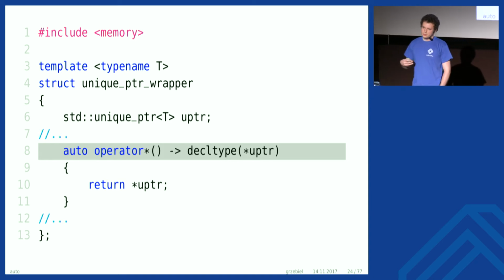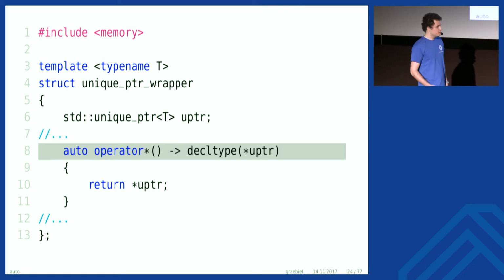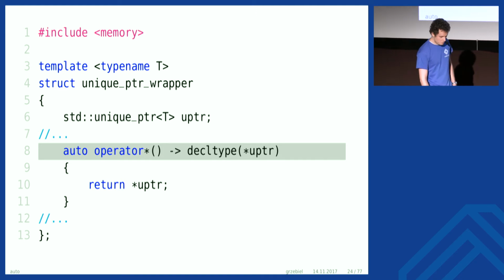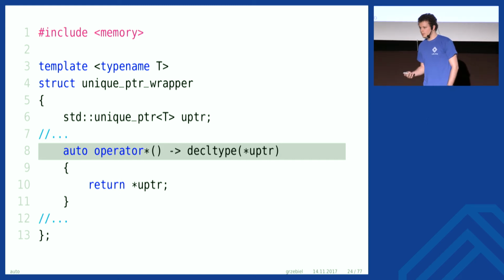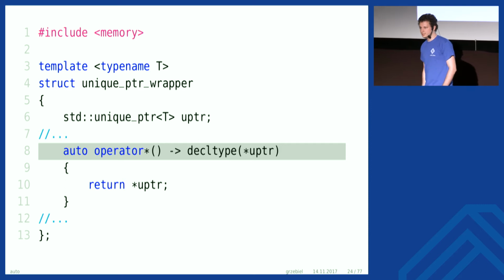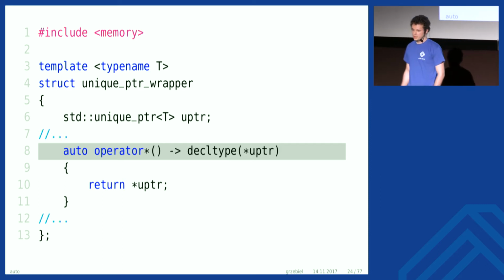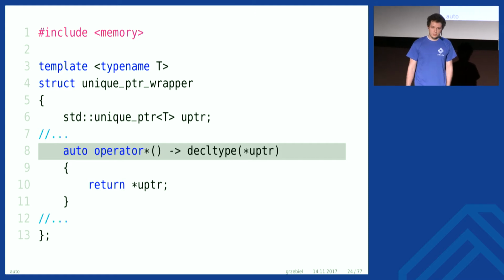And because we want to make our wrapper as thin as possible, we can just base it on the return type of the operator star from our unique pointer. This is quite nice. We are robust to changes of the unique pointer. So if the committee ever decides to change the return type of operator star of unique pointer, we will not need to change our implementation. It will be aligned automatically.